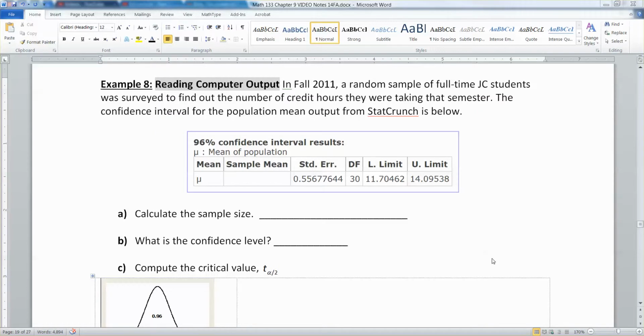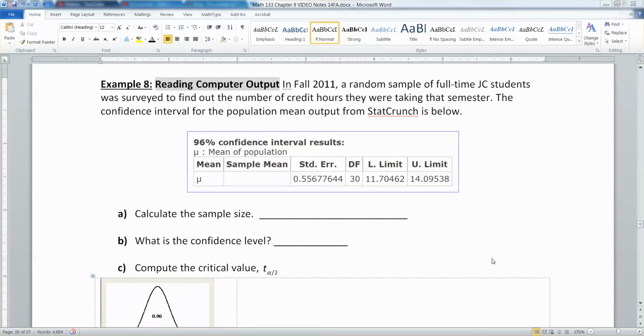Let's apply our newfound expanded knowledge about confidence intervals for means to this particular problem, which has the confidence interval already found for us, and we have to answer a whole bunch of questions about it. Of course, I love questions like this for exams. Just a little warning to you.